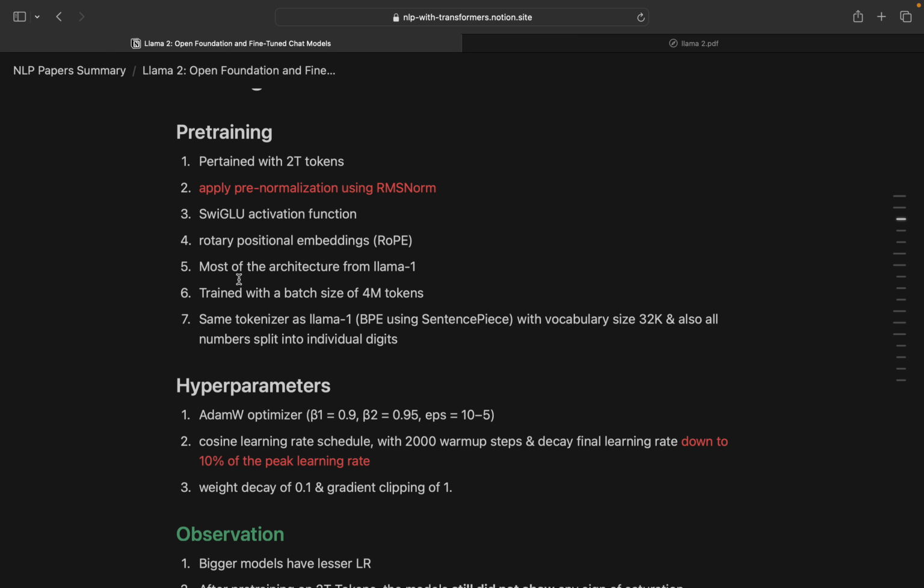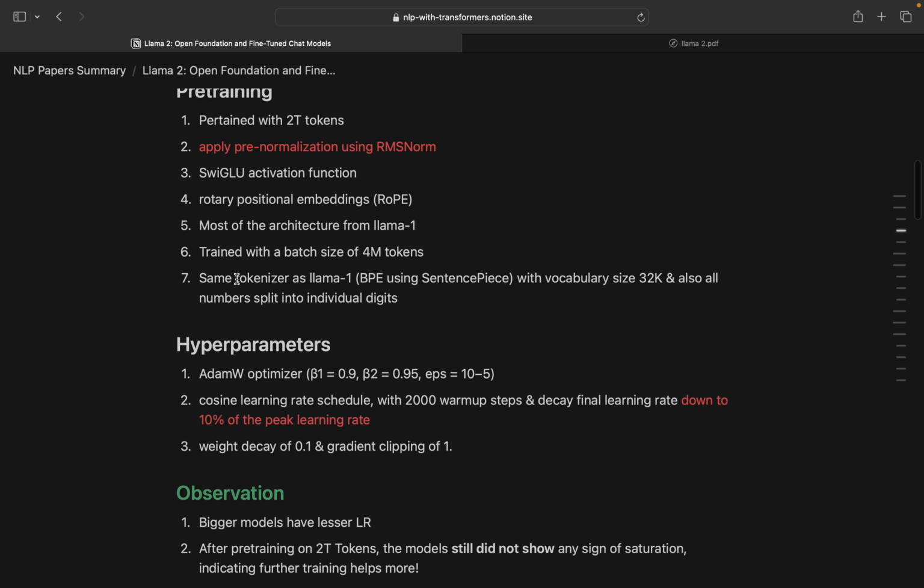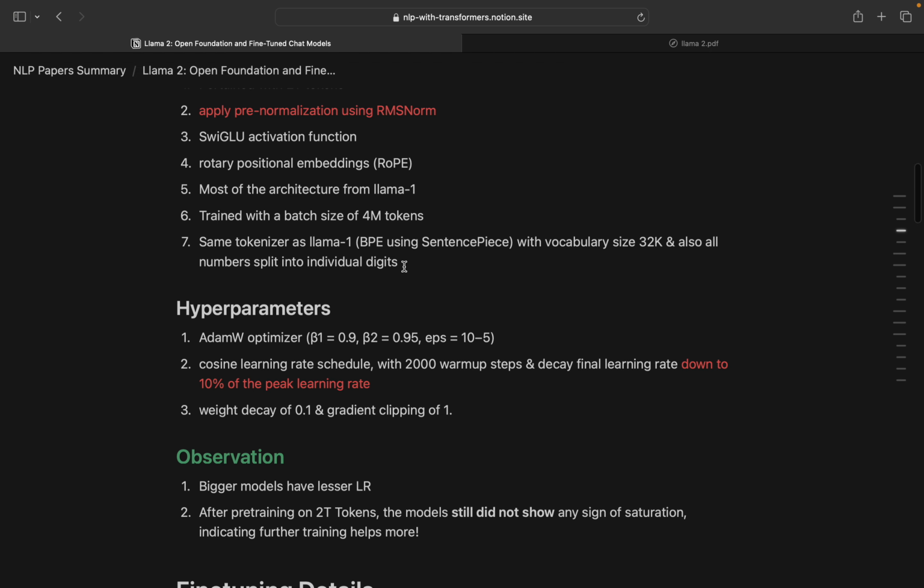And most of the architecture, as I mentioned a couple of minutes back, is from LLaMA 1. The batch size they have taken is 4 million, and the tokenizer they kept the same as what they used for BPE, with a vocabulary size of 32K. And if there are numbers, they're split into individual digits. That means if you have 123, we will have 1, 2, 3 as separate tokens, not 123 combined together.